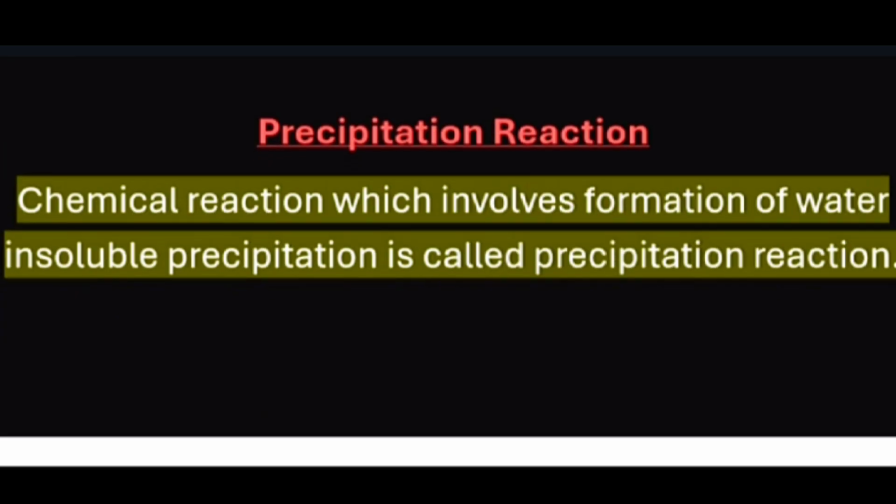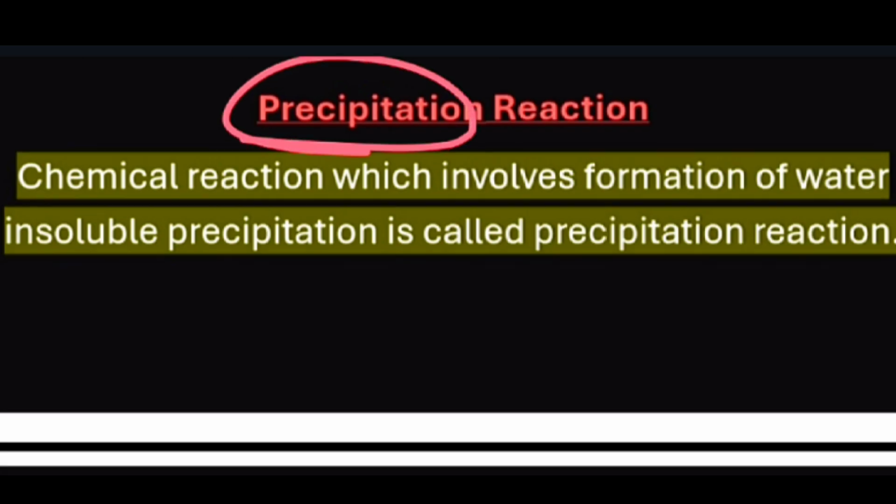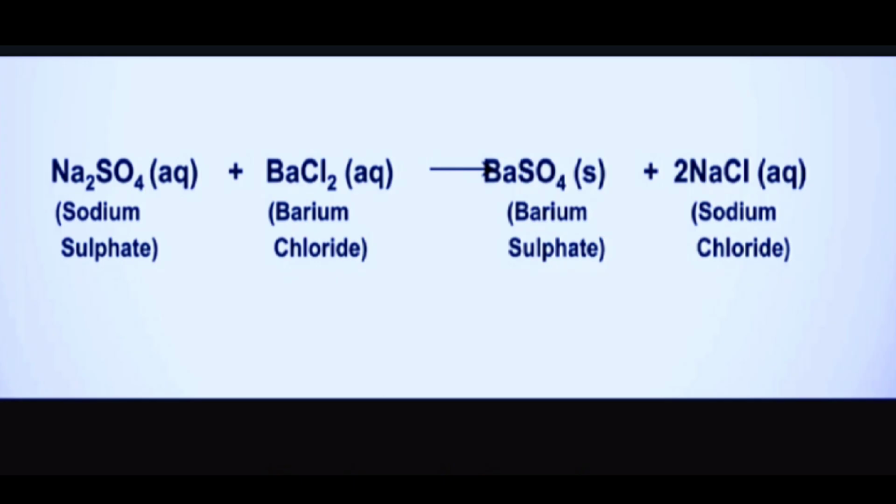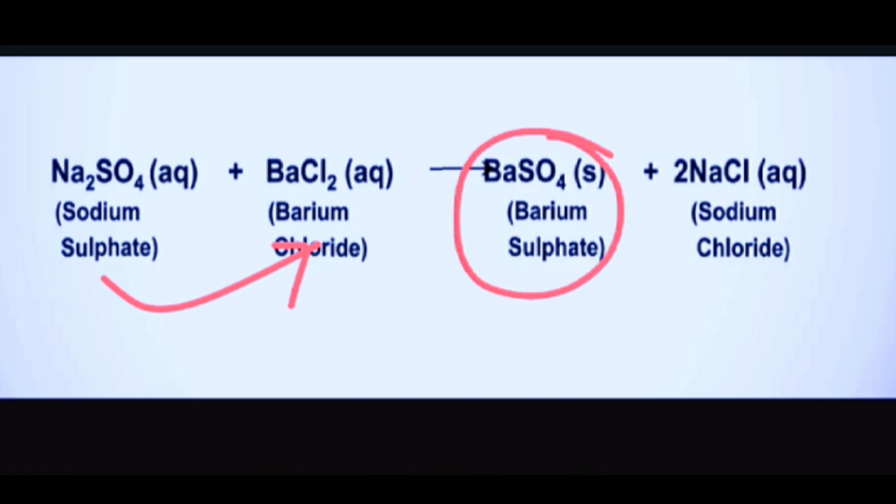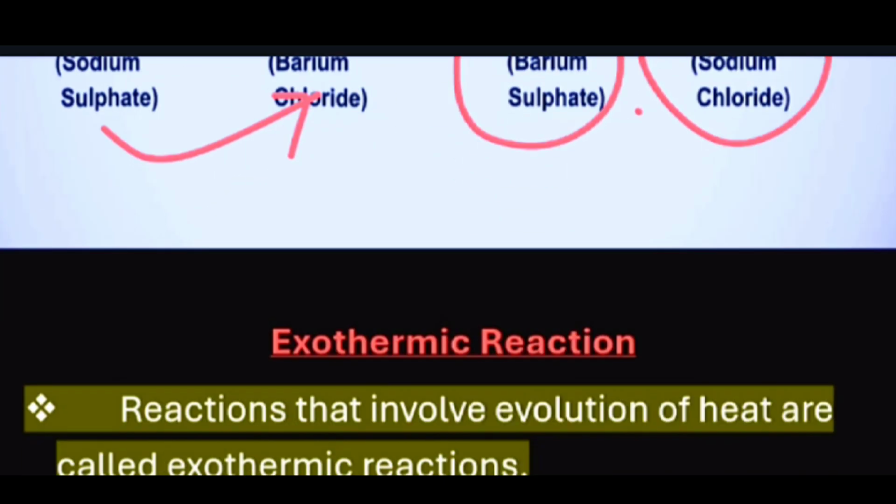Now what is precipitation reaction? So precipitation reaction is something where something is formed and settles down to the bottom, right? So that is precipitation reaction. For example, here sodium sulfate is reacting with barium chloride. Now barium sulfate is produced, which is a solid. It is settling down, so that's why it is a precipitate, you can say. Now here we have sodium chloride, right, in aqueous form.